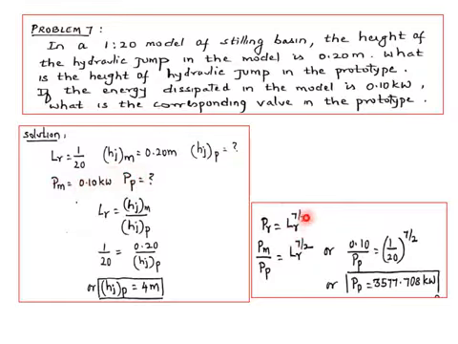Therefore it is Lr to the power of 7 by 2. Don't use the ER ratio; though the term is confusing, you have to be careful about the unit. Since it is kilowatts, the power ratio has to be used. So the energy dissipated in the prototype is 3,577 kilowatts.